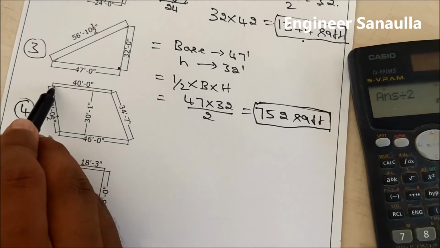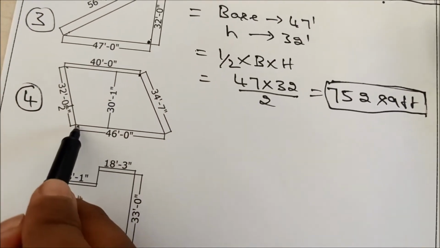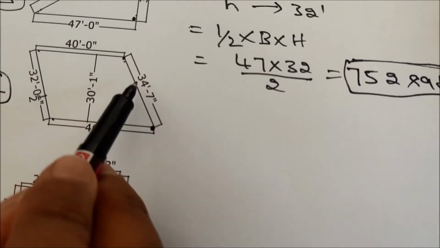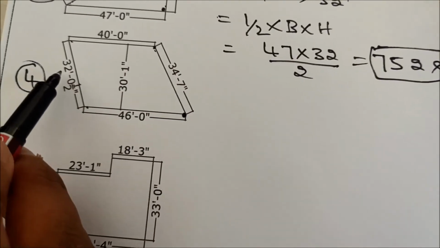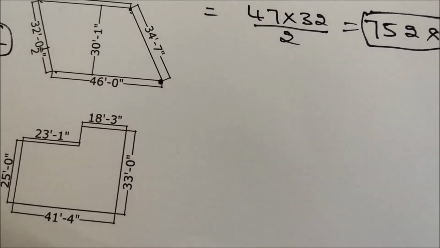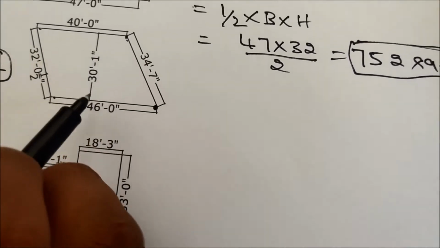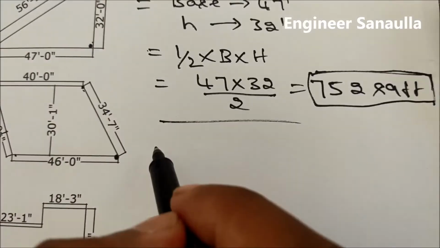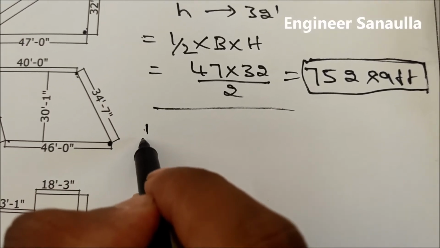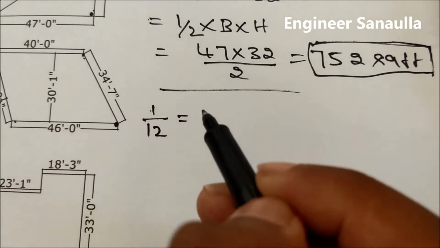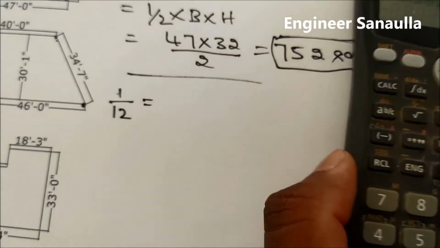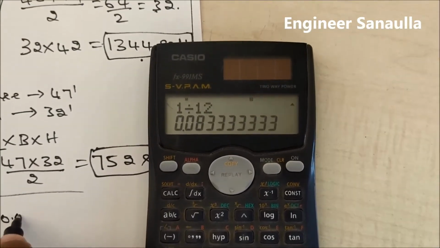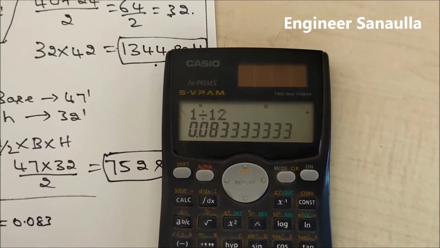Now we will calculate the next area. Here the length is 40 feet and here the length is 46 feet, and the inclined lengths are 34 feet 7 inches and 32 feet 0.5 inches. The mean length here is 30 feet 1 inch. So we have to convert inches to feet. 1 inch divided by 12 will come 0.0833.